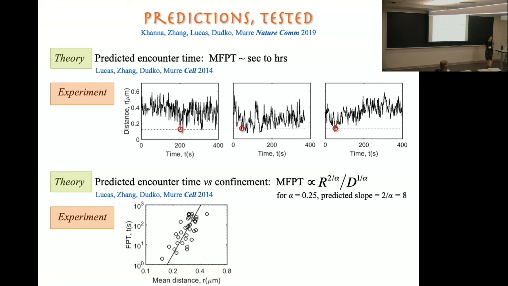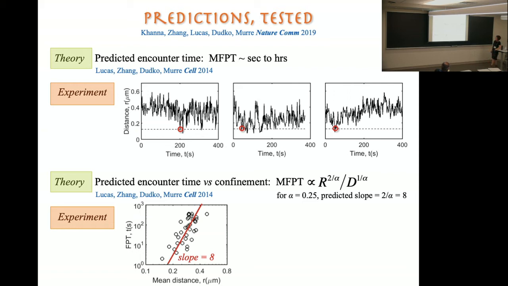And so these are the data. Remember, I showed you that for the intrachromosomal motion, the scaling exponent was on average 0.25, so 2 over alpha is 8, and here's the line with a slope of 8, so the agreement is quite reasonable.